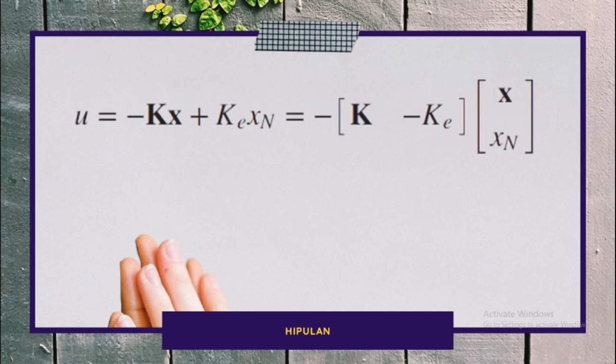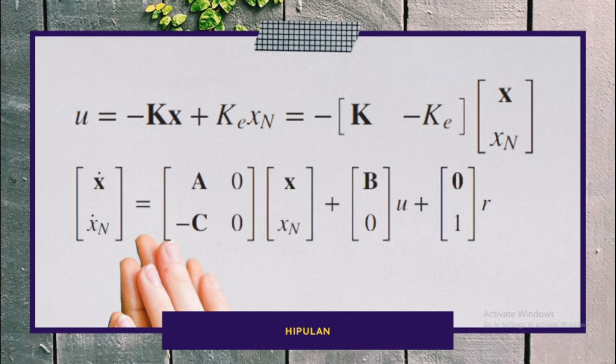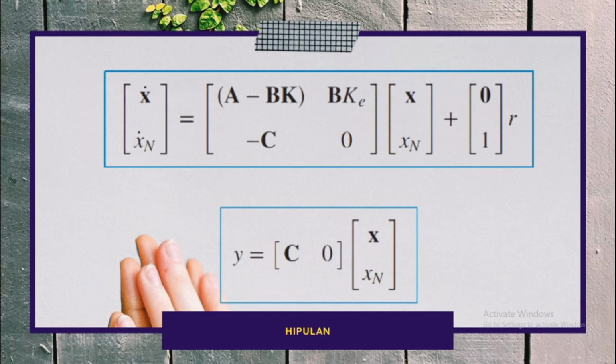However, the integral state feedback control u is equal to negative Kx plus Ke x sub n, equals negative Ke x sub n. So substituting this value to this value and simplifying, we will obtain this value. As a result, the system type has been increased and we can design K and Ke using the characteristic equation associated with this equation to produce a desired transient response.